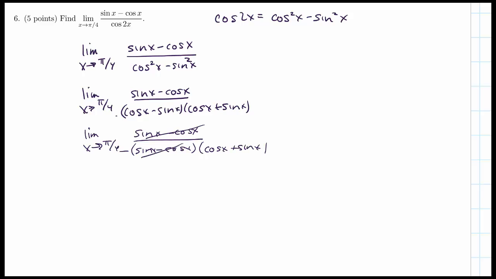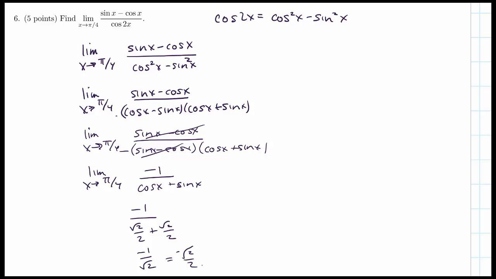This and this cancel, and so now we're left with the limit as x approaches pi over 4 of, let's call that negative 1 over cosine of x plus the sine of x, which is negative 1. Cosine of pi over 4 is root 2 over 2. And the same thing for sine of pi over 4, which ends up being negative 1 over root 2, or negative root 2 over 2. Any one of those.